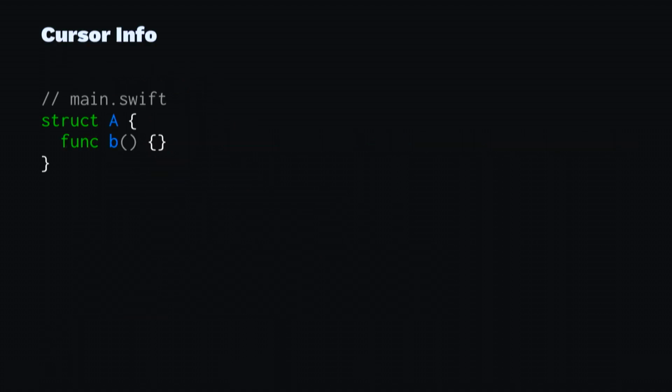Finally, we have the cursor info call, which is, as you might infer, the exact same request that Xcode does when you option click on a symbol.